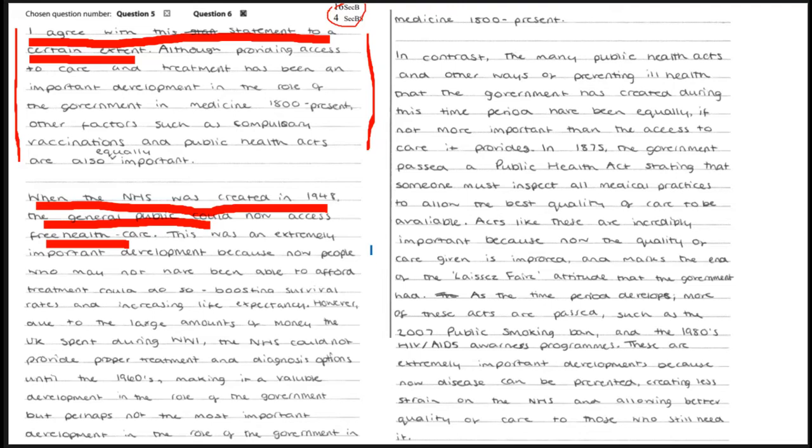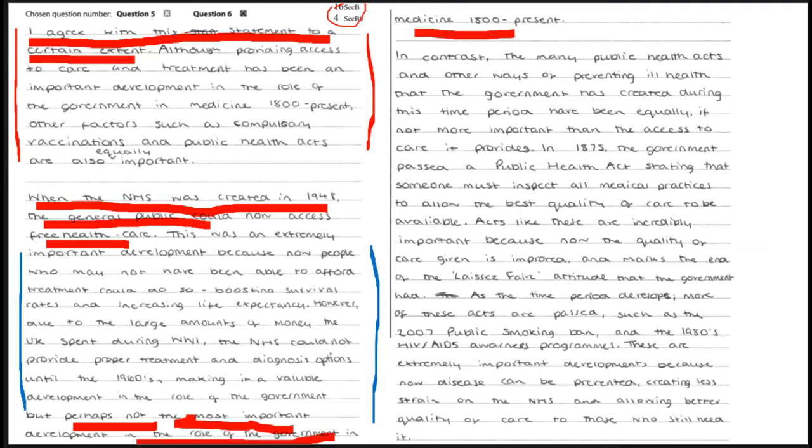So what we have here is knowledge that supports what is being said, supporting the argument. And this is where there's a little bit of sophistication in the argument. Because of this not happening until the 60s, perhaps it's not the most important development in the role of government in medicine 1800 to the present. So there's a bit of analysis, a bit of evaluation that links back. The red is focused and linking back to the argument. The blue is the knowledge.